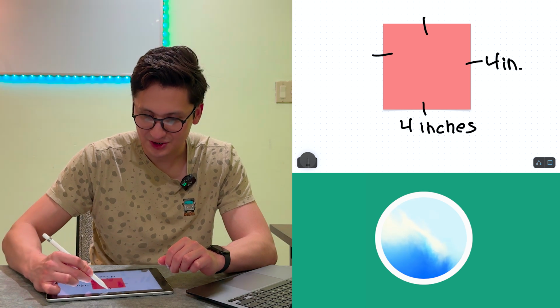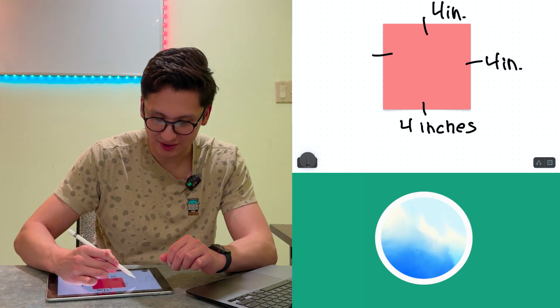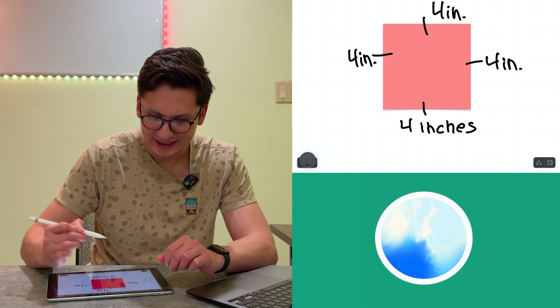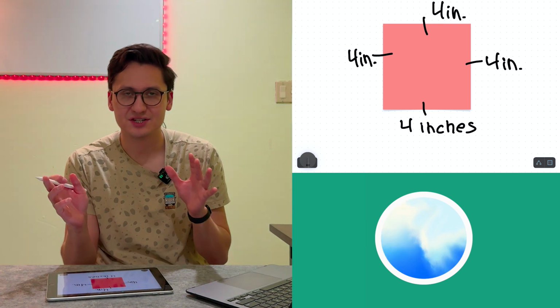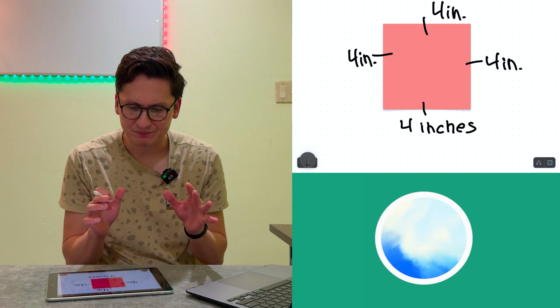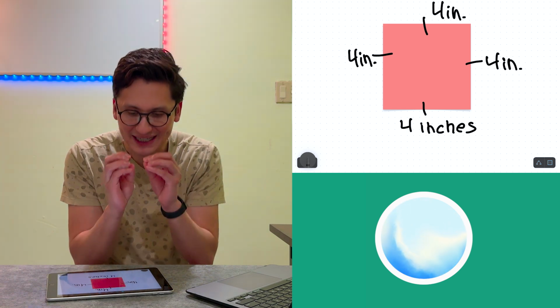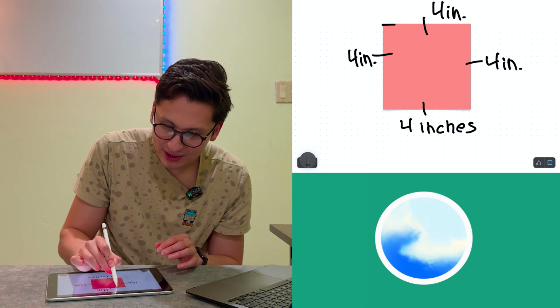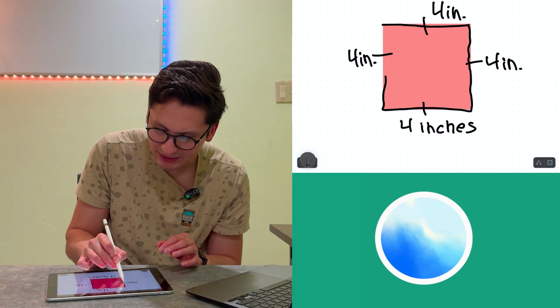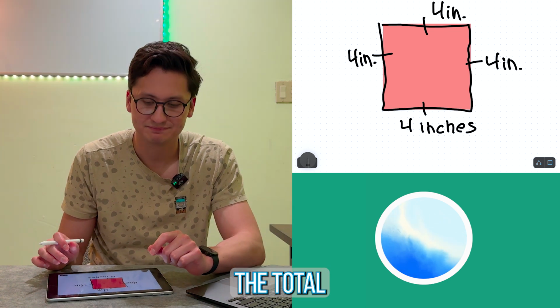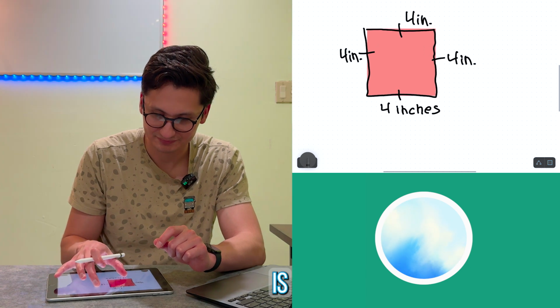Got it. So in this square, all the sides are equal. Now, you told me that perimeter is the distance around a shape. So if I were to shrink into a tiny ant and walk around this square, the distance that I walk would be the perimeter? Exactly. The total distance you'd walk around the square is the perimeter.